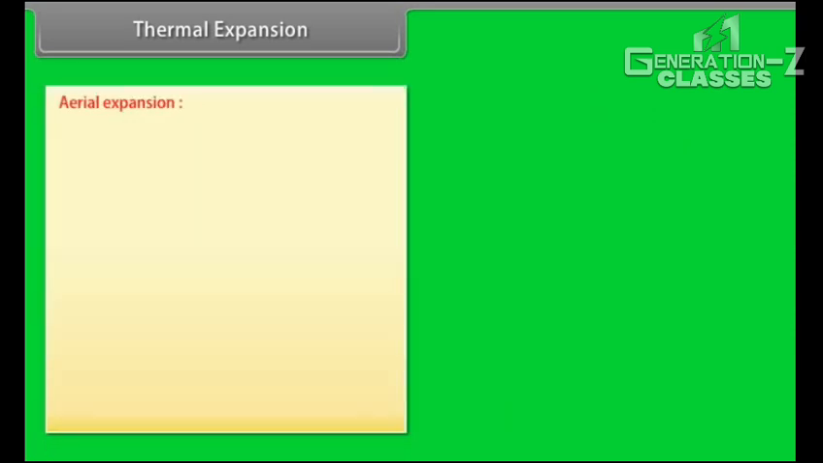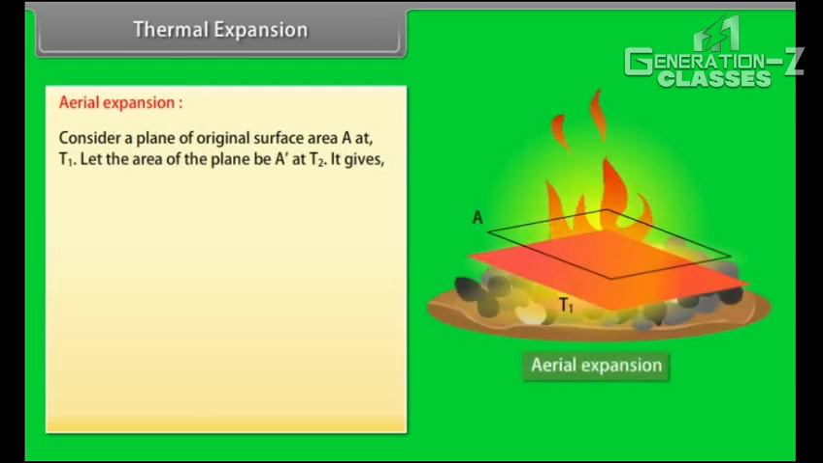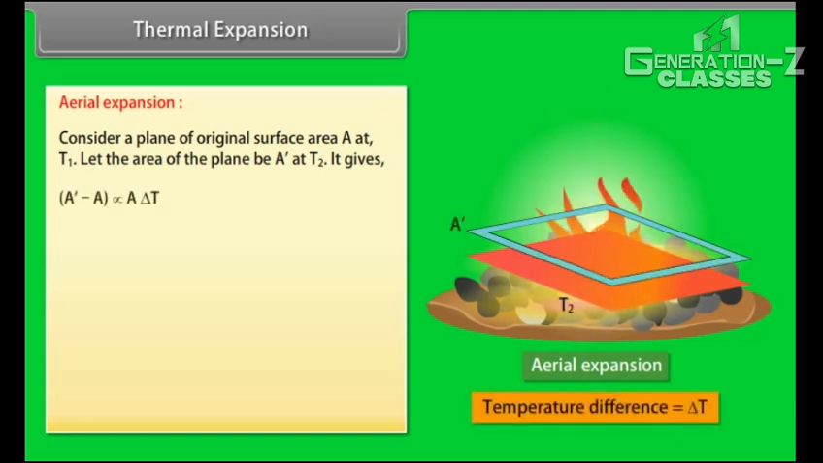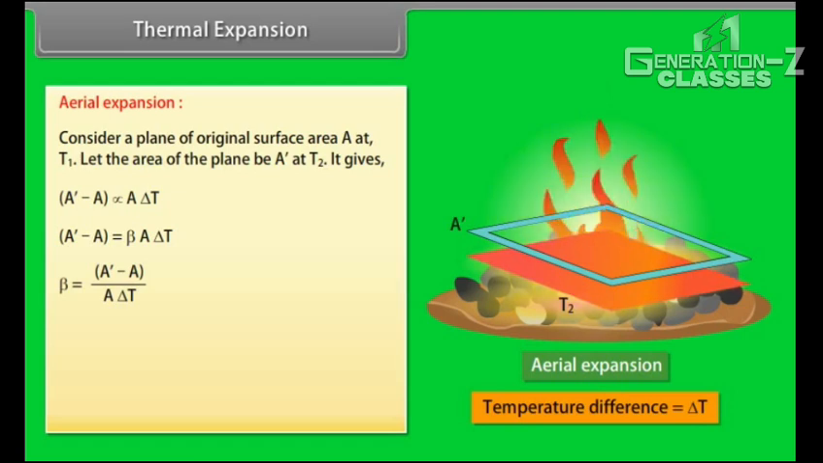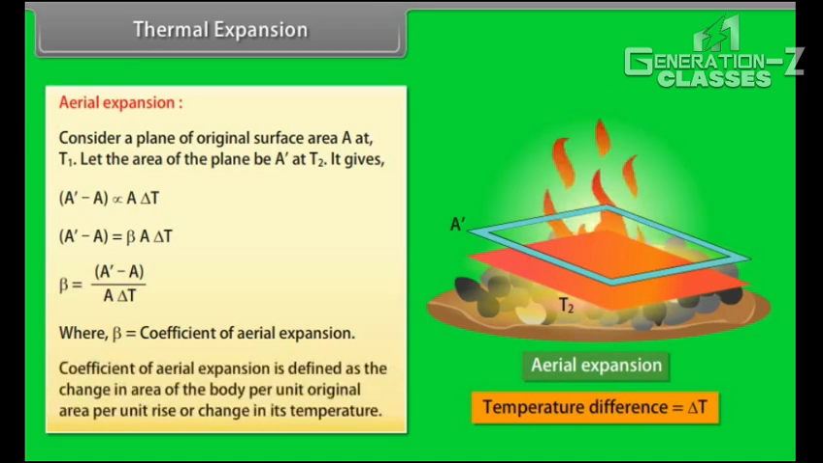Areal expansion. Consider a plane of original surface area A at temperature T1. Let the area of the plane be A' at temperature T2. It gives A' minus A is directly proportional to A delta T, or A' minus A is equal to beta A delta T. Value of beta is equal to (A' minus A) upon A delta T, where beta is the coefficient of areal expansion. Coefficient of areal expansion is defined as the change in the area of the body per unit original area per unit rise or change in its temperature.